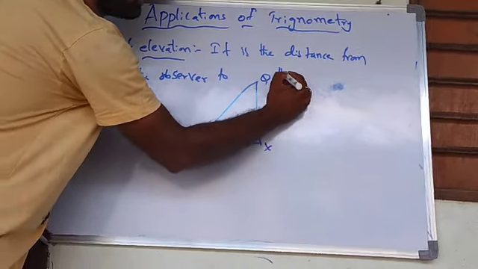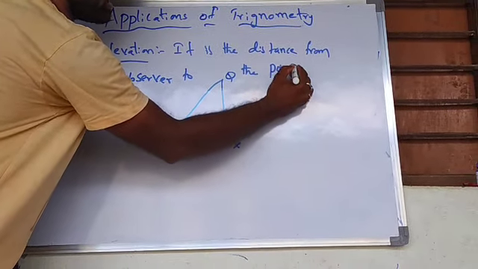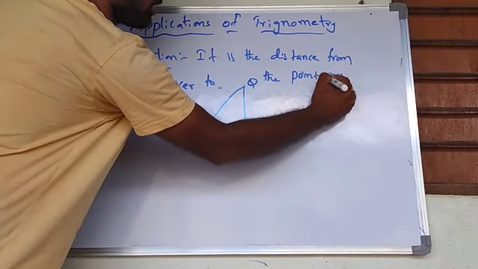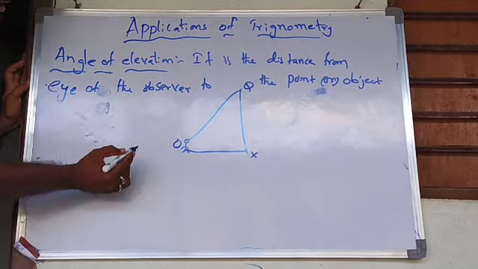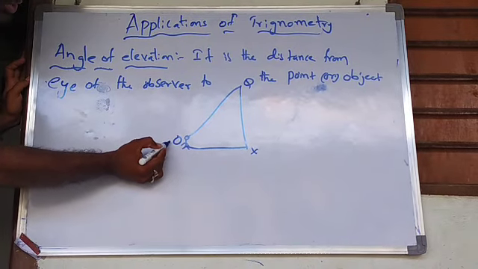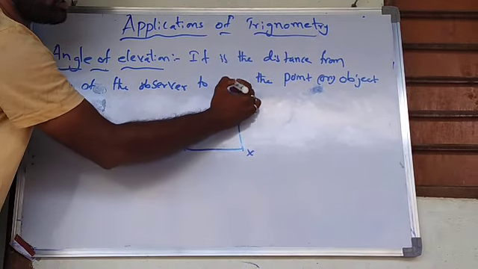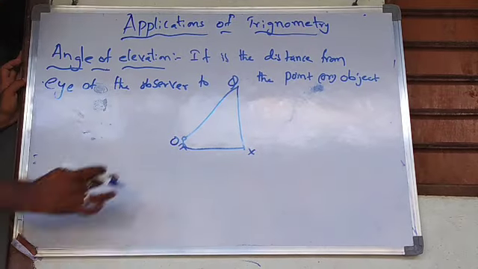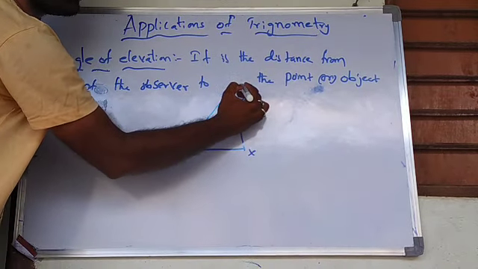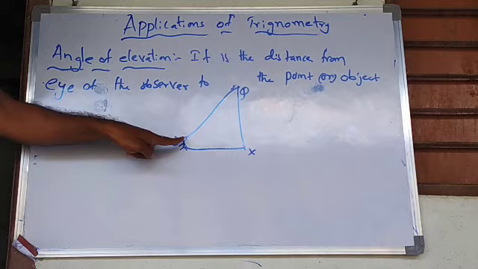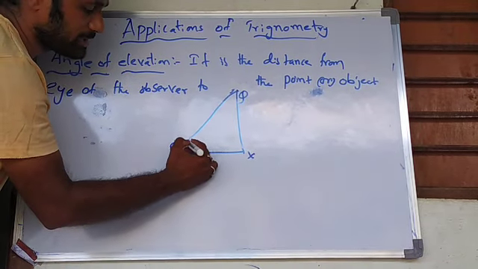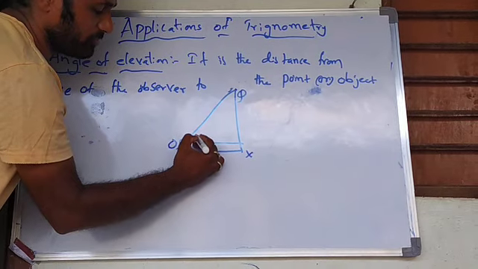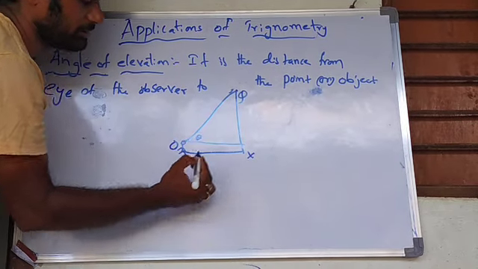to the point or any object, not only point or object we can say. So in this figure, here the observer is there at point O, and we are keeping an object Q here. Let me write here Q. So the distance from here to here we are going to call as the angle of elevation. This angle is called the angle of elevation. We will represent it as theta or phi.